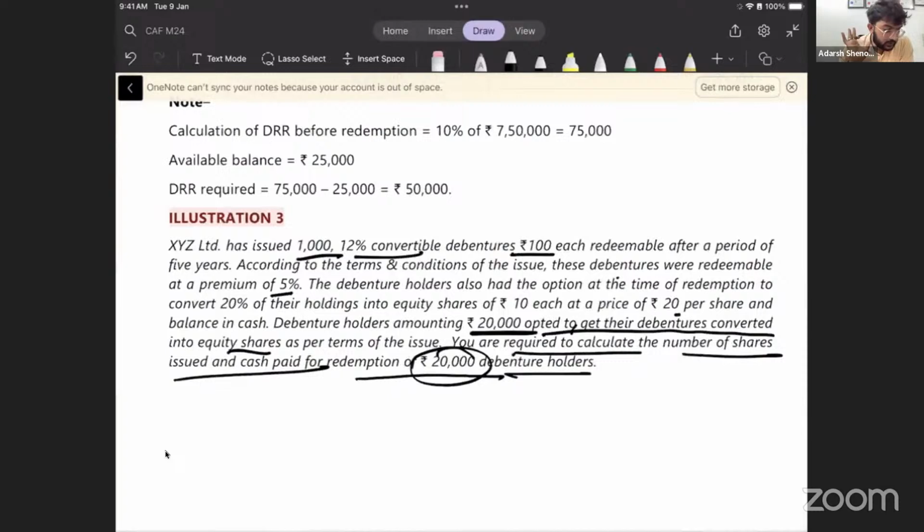Okay. 1,000 debentures we have issued, and to those 1,000 debentures I had given an option, saying that you can convert 20% of your holding into equity shares. Not all 1,000 debentures agreed. Only 20,000 rupees worth of debentures, so 20,000 divided by 100 rupees, since one debenture is 100 rupees. So 20,000 divided by 100. Only 200 debenture holders have agreed. 200 debenture holders have agreed.